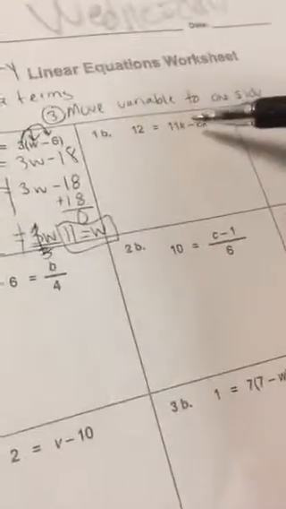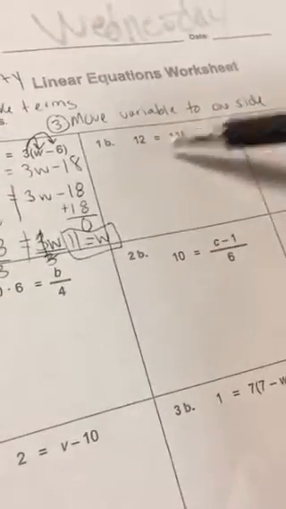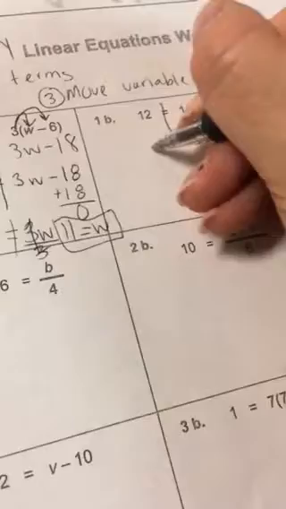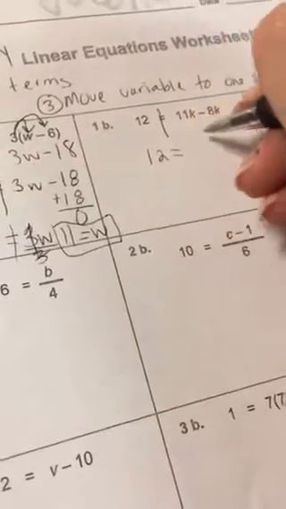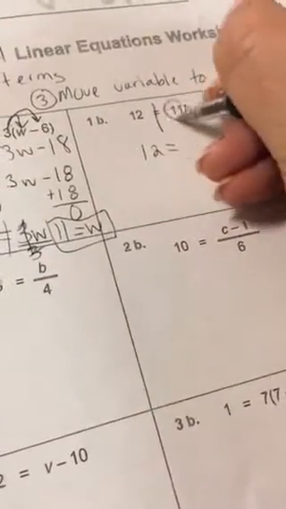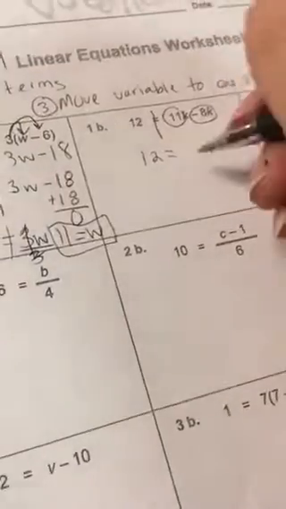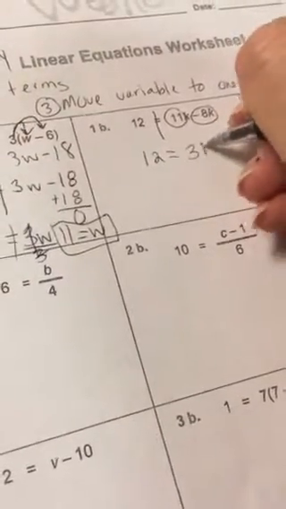For 1b, I'm still going to follow these steps. Number 1, use the distributive property. Well, there's nothing to distribute, there's no parentheses, so I'm good to go ahead and combine like terms. So I just have a 12 over here. And then I have 11k minus 8k. Oh, these are like terms. 11k minus 8k would be 3k.